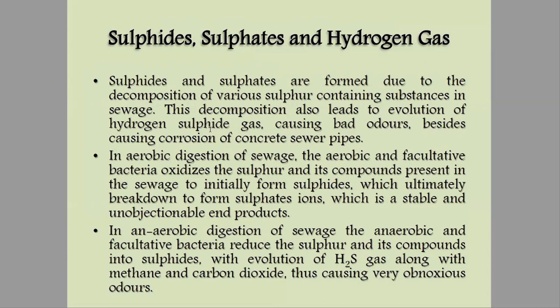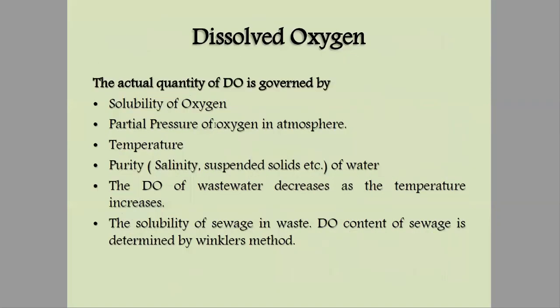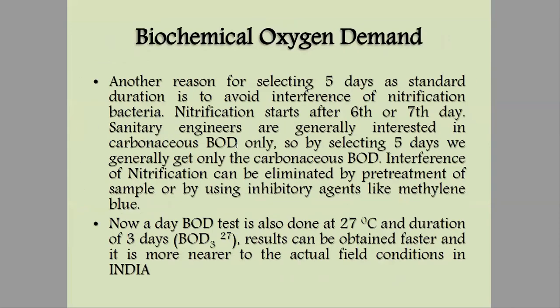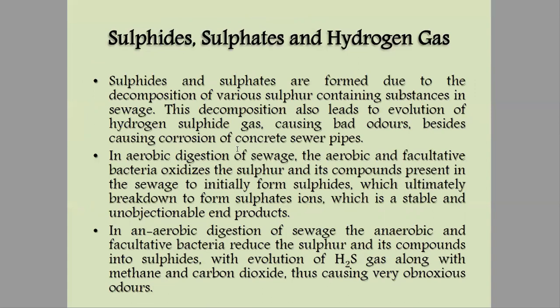Now we'll start with sulfides, sulfates, and hydrogen gas. Then we'll come to dissolved oxygen, and this is the most important part of the chemical parameters. Then after that we'll study the biological parameters, and there we'll study BOD and COD. So let's start with sulfides.